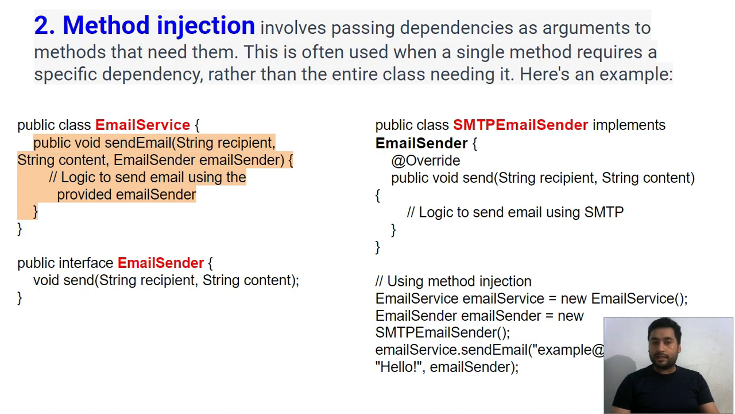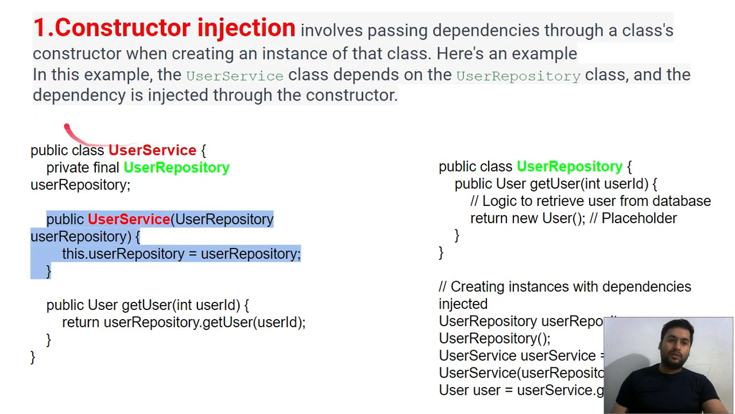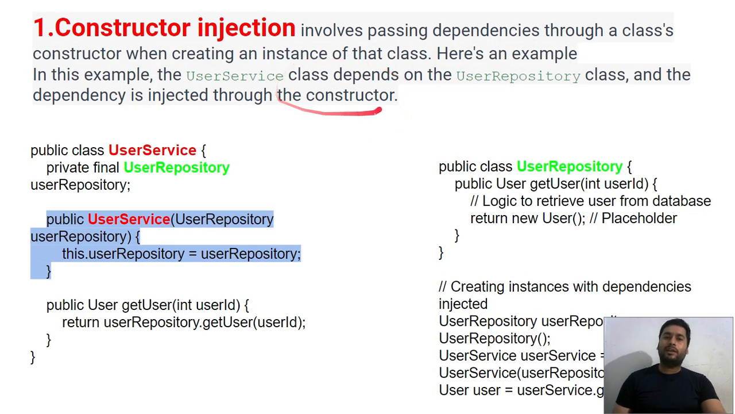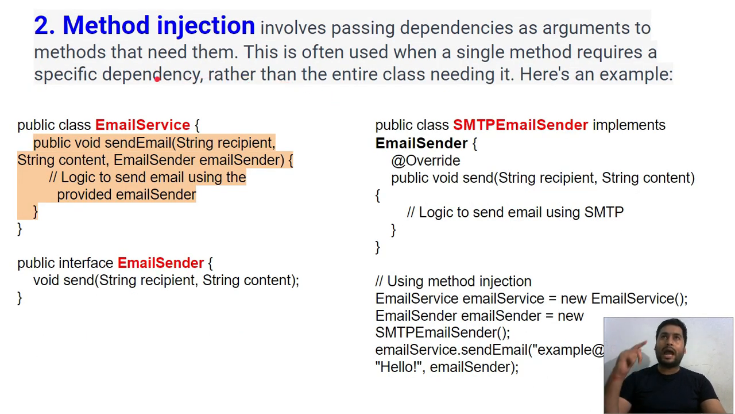If you go back, with that user repository object we are calling all my methods, such as add user, get user by ID, all those methods. But you can go with method injection if you have to use the dependency in only one method. You can pass your object as a method argument and use it. This is often used when a single method requires a specific dependency rather than an entire class needing it. Here is the example.